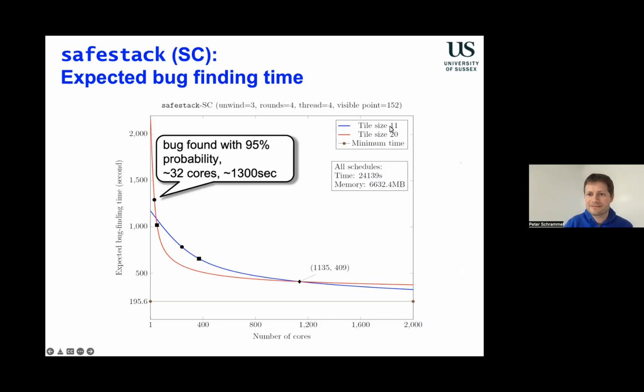If you pick a smaller tile size, then one instance has a lower probability of exhibiting the bug, so you have to choose more instances. To get again to 95%, here you have to choose roughly 300 instances. So these are the trade-offs that become apparent now. Smaller tile size means you have to pick more instances, but since the instances are smaller, you might find the bug faster.